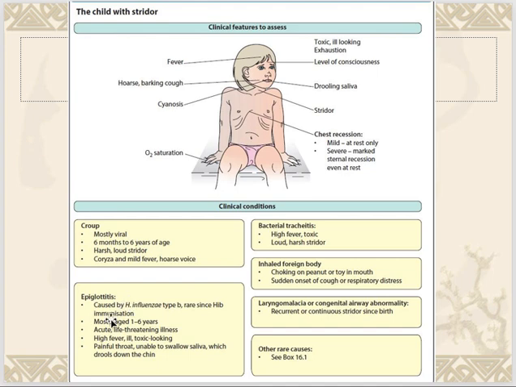Now, if you found a child who is very toxic looking, who looks in distress, who has stridor, sternal recessions, a very high grade fever and drooling saliva, it is epiglottitis, guys, until proven otherwise. By the way, nowadays it is very rare.